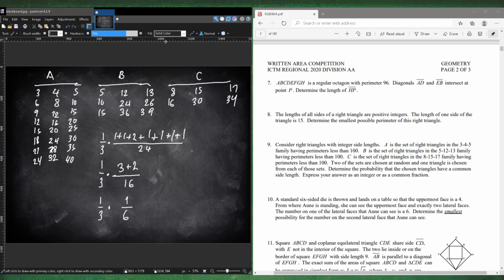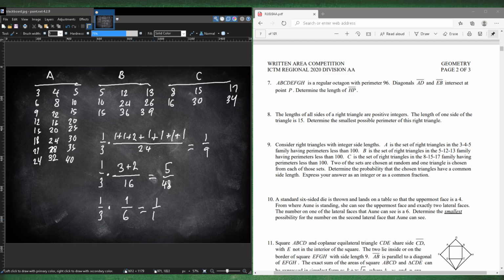So now let's just do some math. You should use your calculator. So 1 plus 1 plus 2 plus 1 plus 1 plus 1 plus 1. That's 8 over 24. 8 over 24 is 1 third. So 1 third times this 1 third is 1 ninth. And then this one is 5 over 16, so times that 1 third is equal to 5 over 48.